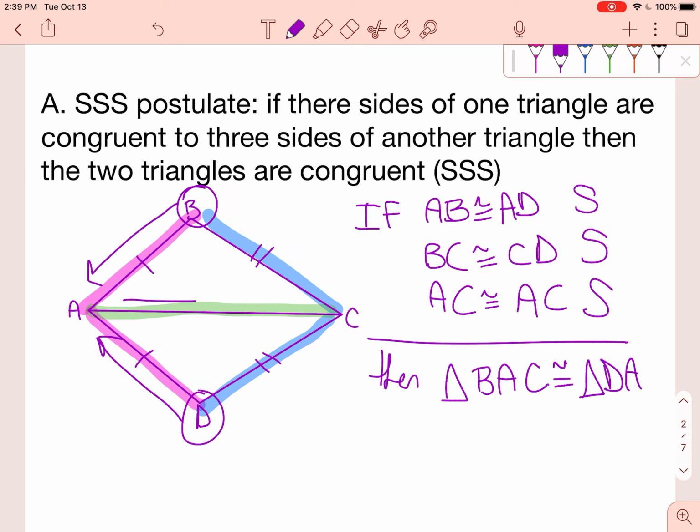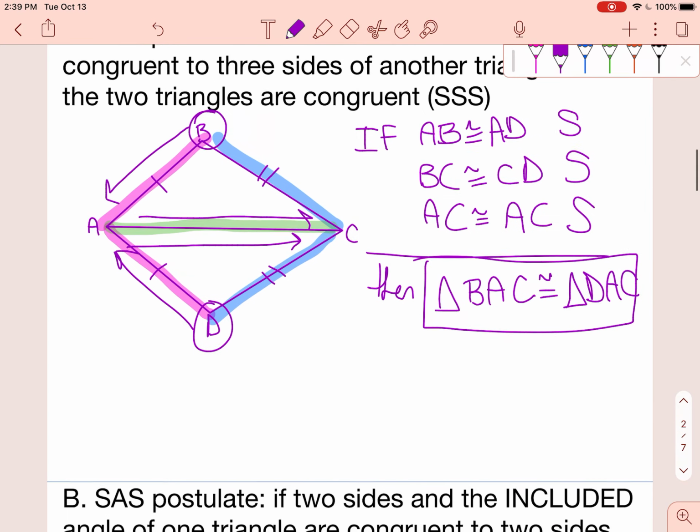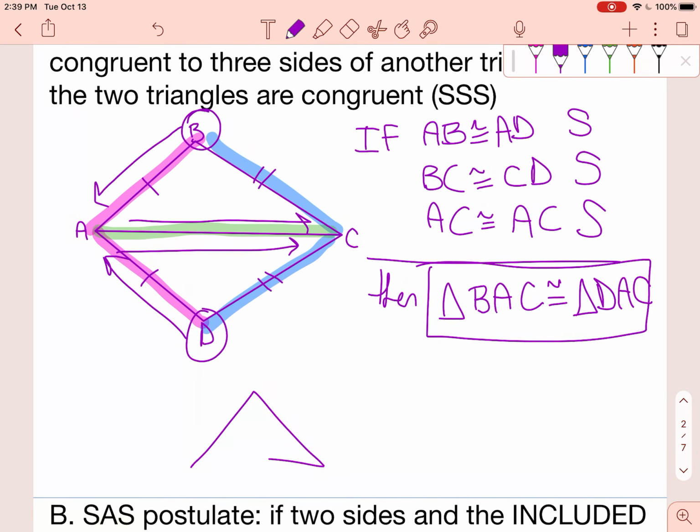And then I went to C, so I'm also going to have to go to C. You have to be very careful with this congruent statement, okay? So if all three of the sides match up, we now are able to say that these triangles are congruent, okay?